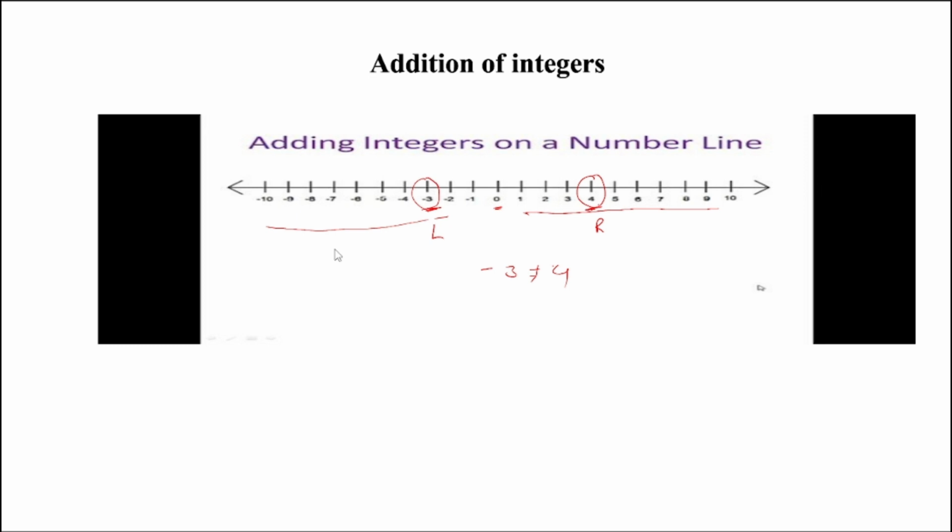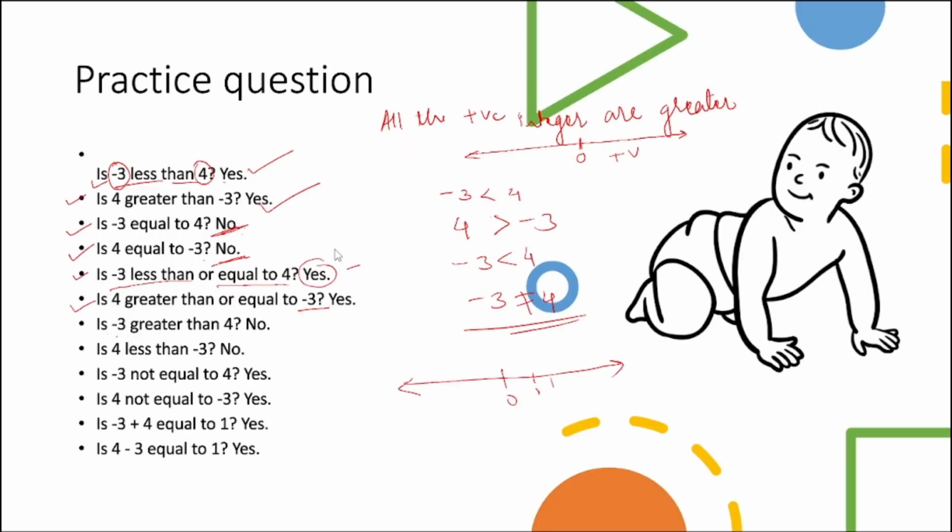Okay, move again. Next question: is 4 less than minus 3? No, it's not. Is minus 3 not equal to 4? Yes, minus 3 is not equal to 4. Is 4 not equal to minus 3? Yes, 4 is not equal to minus 3.